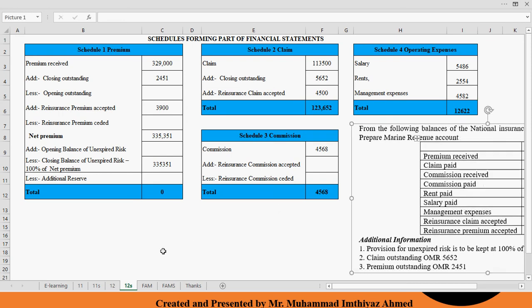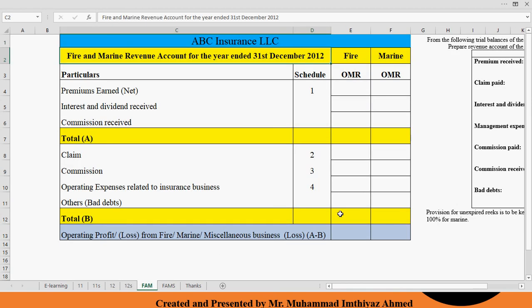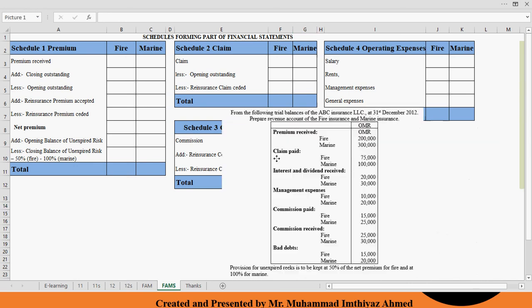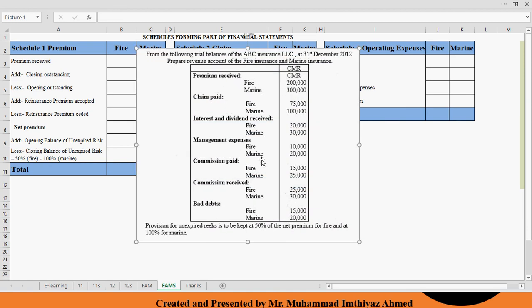Now the third problem we are going to do is both fire and marine insurance. So both together we are going to do a problem. This is again the same, very simple. You need to carry in mind that in the case of fire it is only 50 and in the case of marine it is 100. Keeping this in mind, the method of revenue account as well as our schedules forming part of the statements are the same, but we are maintaining two columns. One is for fire, another one is for marine. So the format is the same, but two accounts have to be maintained in the same way. So for this problem, now we are going to solve one by one.